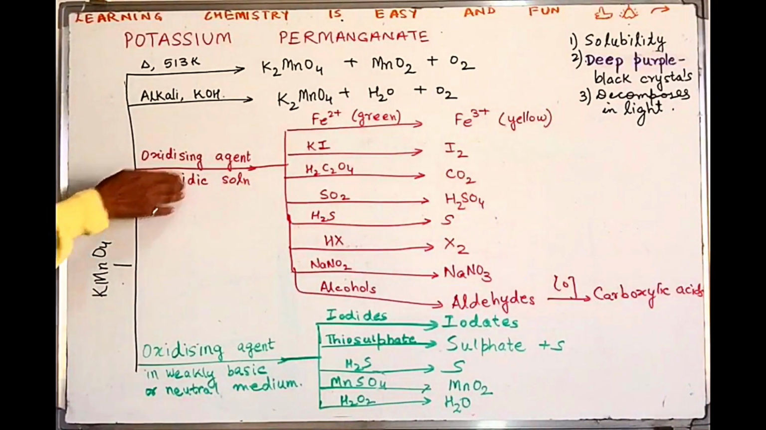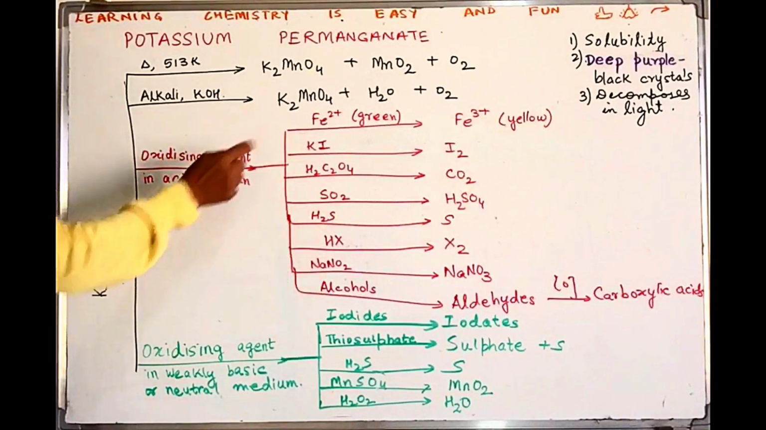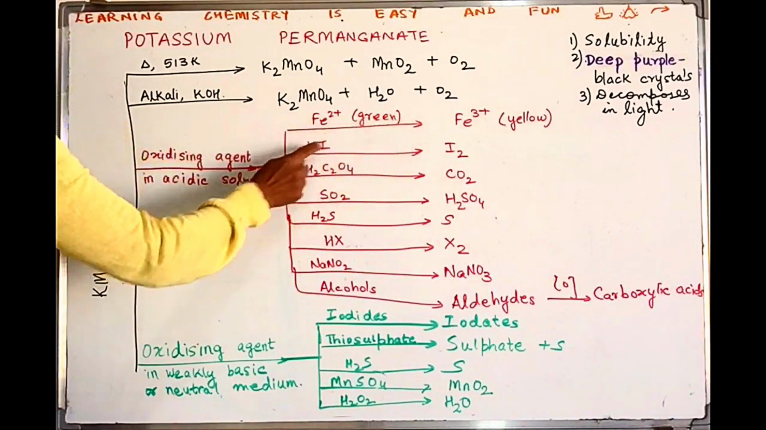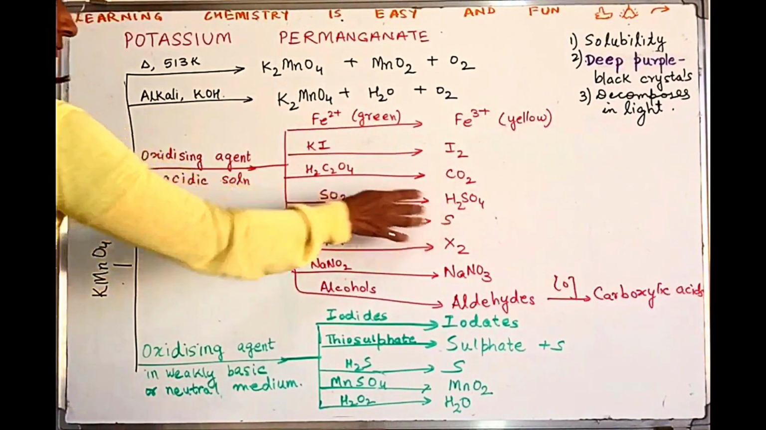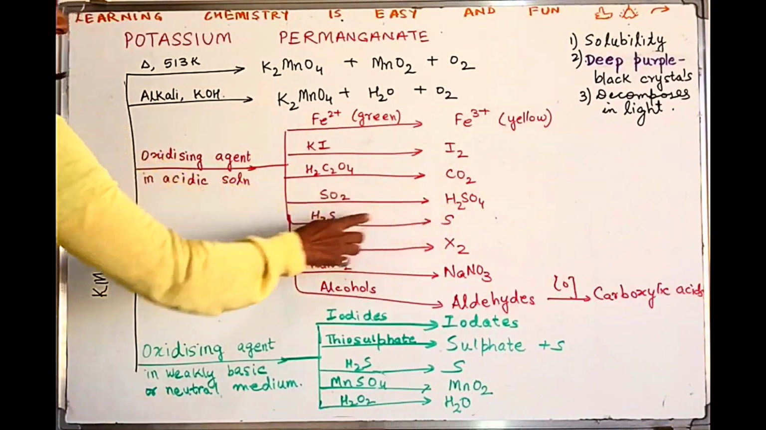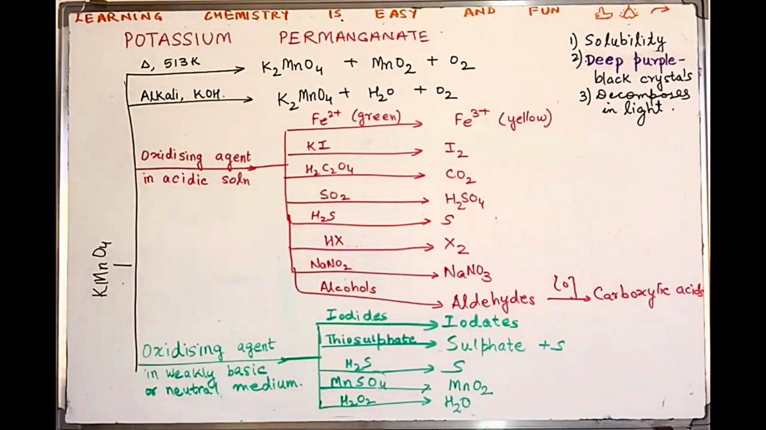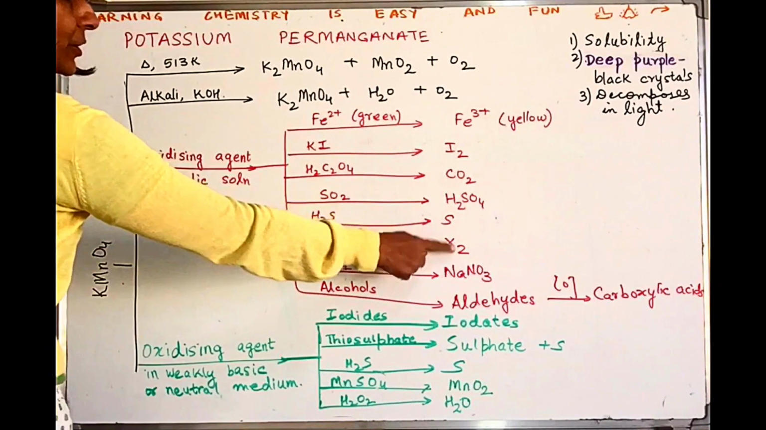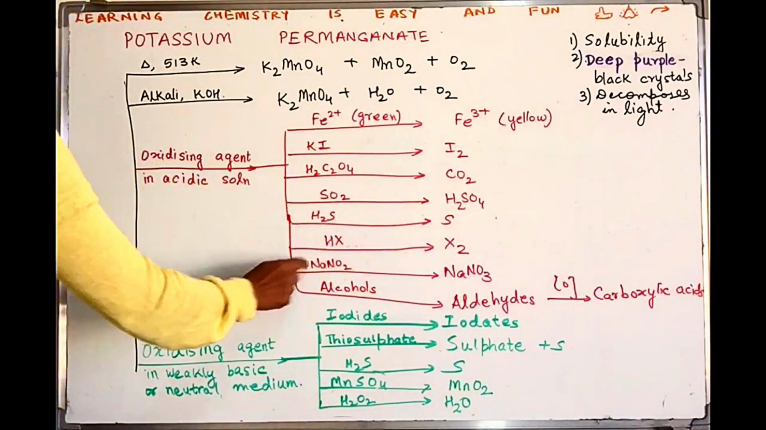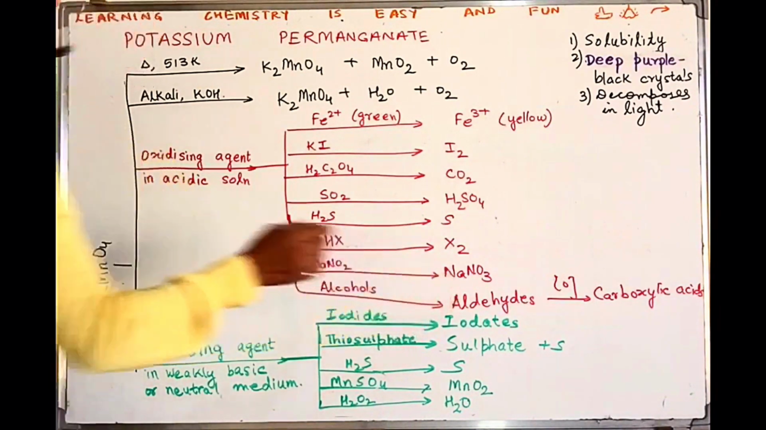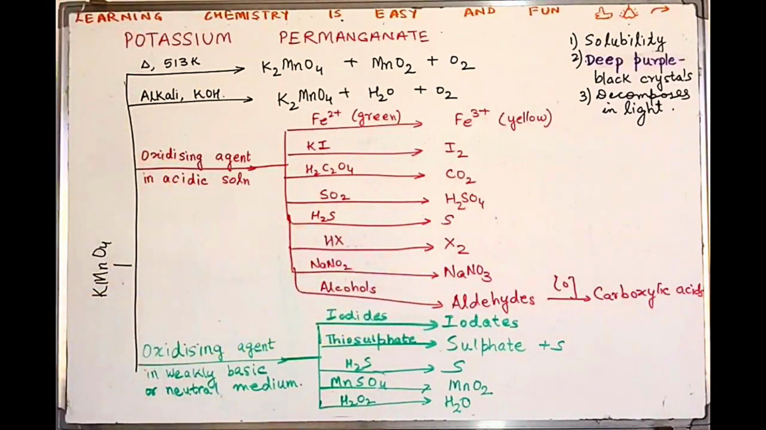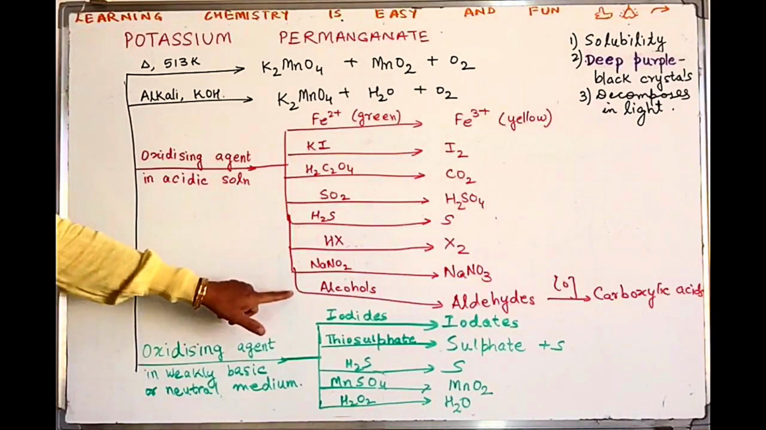In the acidic medium, we have these various reactions: ferrous to ferric, iodides to iodine, oxalic acid to carbon dioxide, sulfur dioxide to sulfuric acid, H2S to sulfur, HX, that is the hydrogen halides, HCl, HBr, converted to the halogen, nitrites to nitrates. Alcohols are oxidized to aldehydes, and some aldehydes can further be oxidized to carboxylic acids. Now those details you will do in organic chemistry.